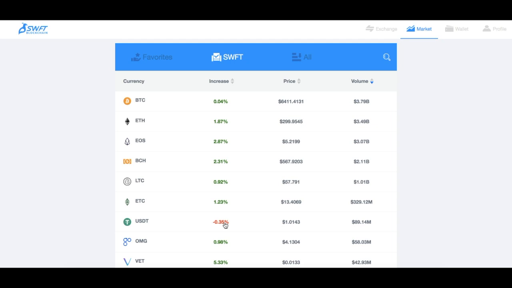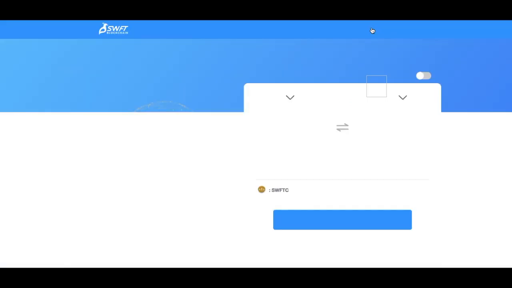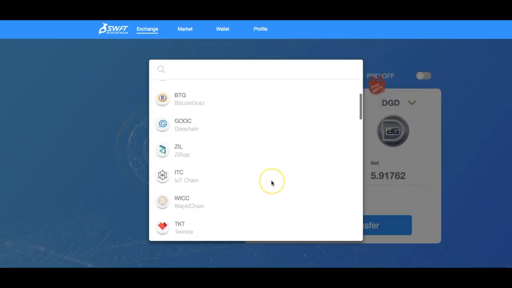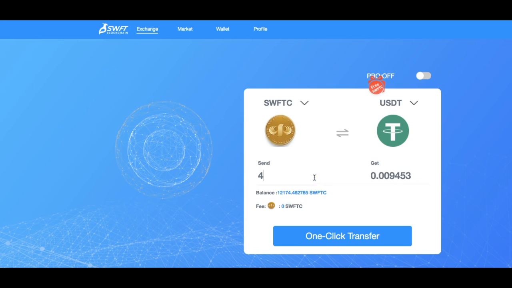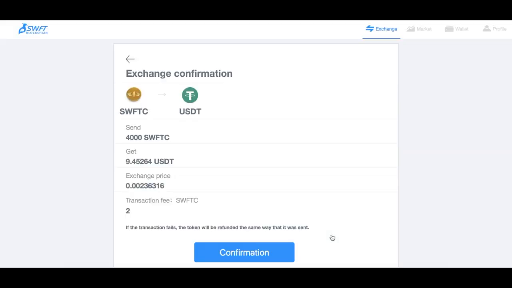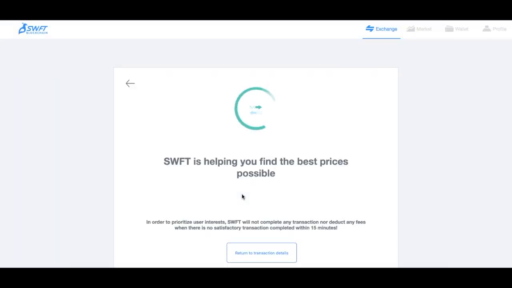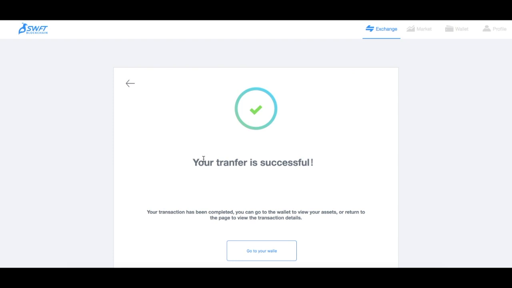Now, we'll go to the exchange page to transfer some SWFT coin into USDT. Done! Now, we just wait while the arbitrage magic happens. That is, while USDT's price increases in comparison to SWFT coins. In the meantime, you may check the market section again for other arbitrage opportunities.